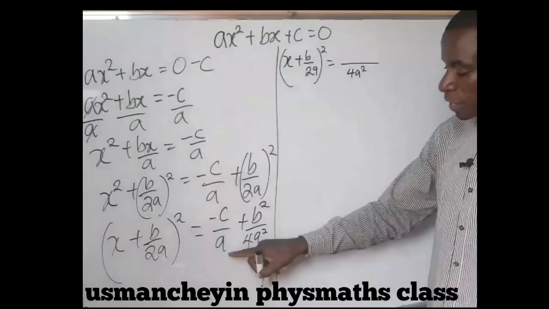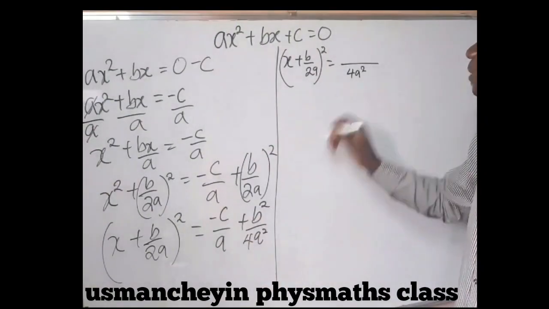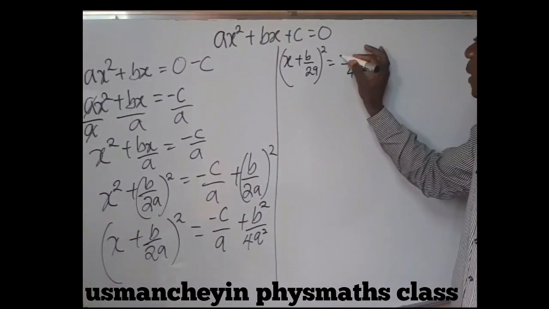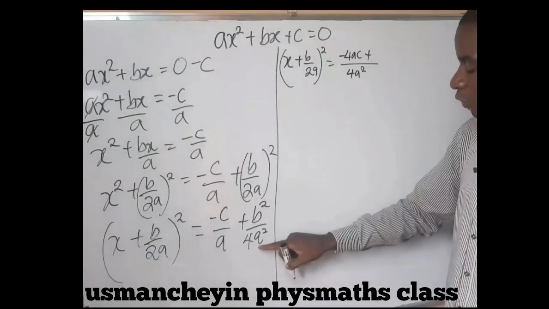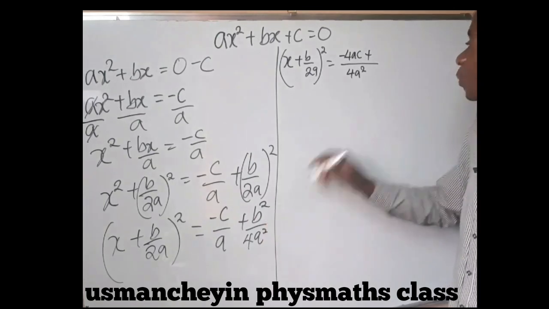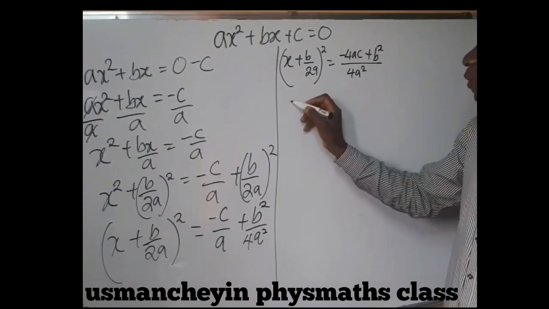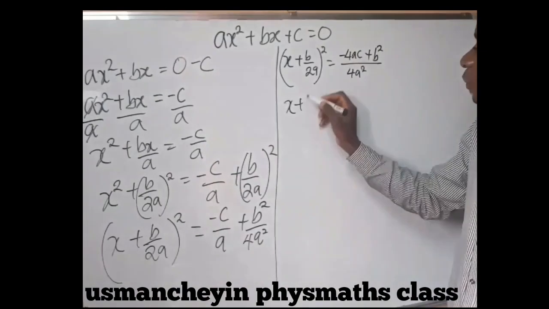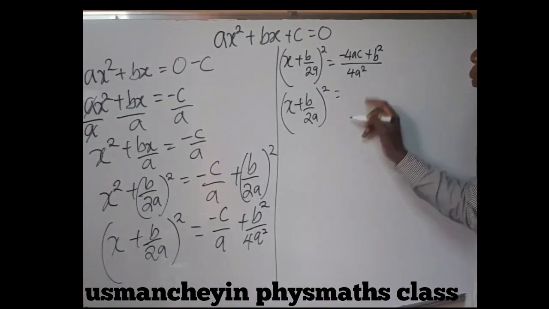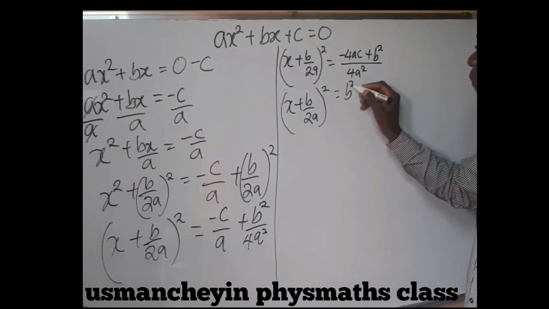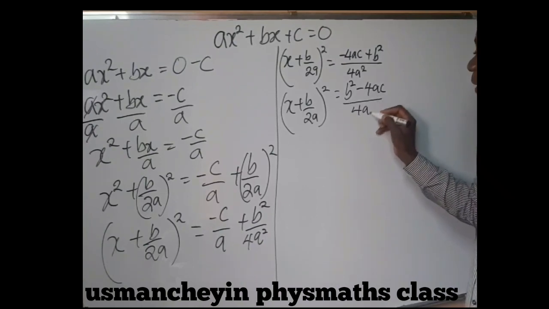4a square going into a, we're going to have 4a. So 4a multiplied by negative c, we have negative 4ac plus 4a square going into 4a square one time, times b square, we're going to have b square. Okay, so if that is true, we're going to come down here having x plus b over 2a all in bracket square equal to, rearranging, b square minus 4ac all over 4a square.